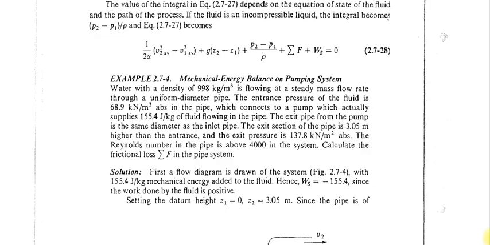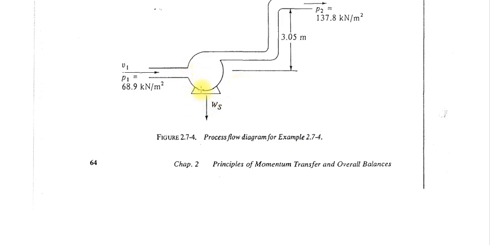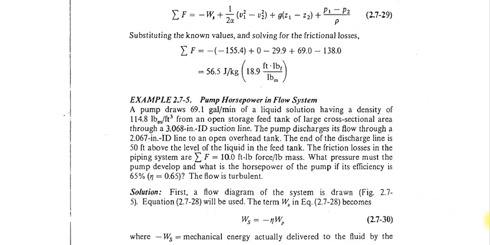So here, because this is the work done on the system, the pump is doing the work on the fluid, so it will come negative. So when it comes negative, you can use the negative sign here, and you have to solve this equation. This is 0, this is minus 29.9, P1 by rho is 69.0, P2 by rho is 138.0. You will get friction losses as 56.5 joules per kg.